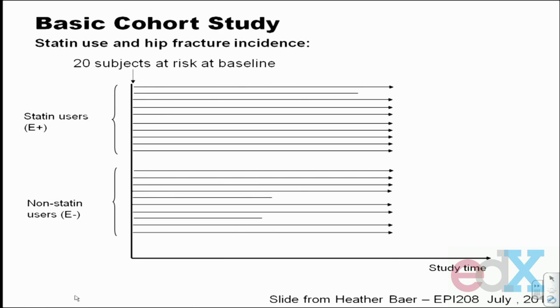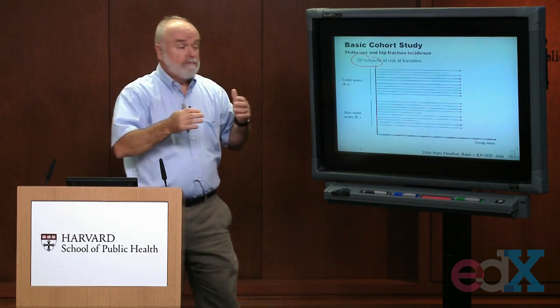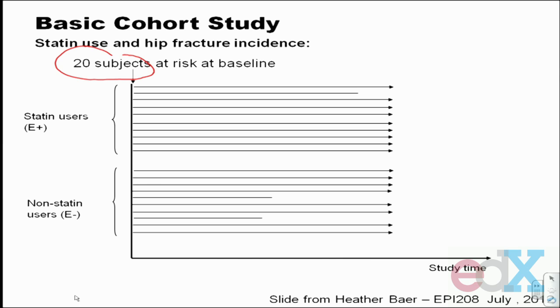I borrowed it from one of my colleagues, Heather Baer, who teaches a course here in the summer on introductory epidemiology. It just shows the results you might see if you did a cohort study of 20 subjects, looking at the relationship between whether a patient was taking a statin or not, and whether that put them at increased risk, or hopefully decreased risk, for developing a hip fracture. So the exposure of interest is statin use, yes or no. The outcome is whether someone develops a hip fracture when they're followed over time.